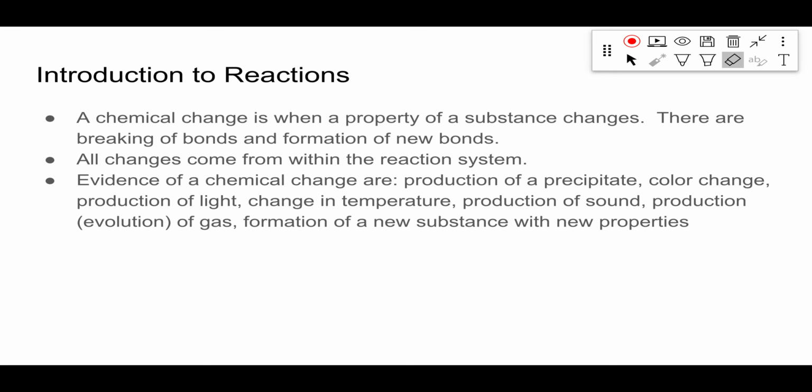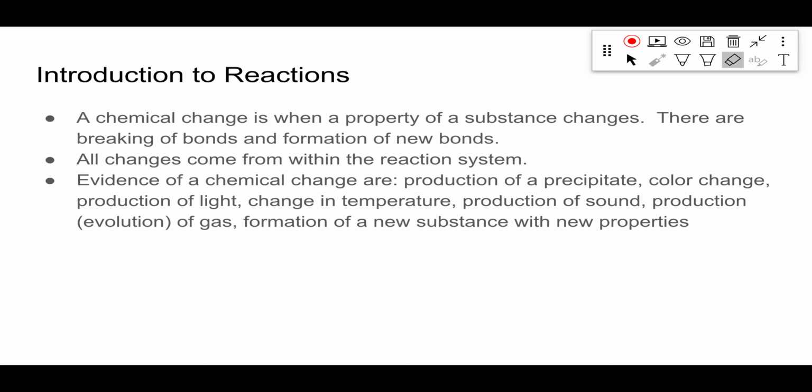Change in temperature. This is getting us into endothermic, exothermic. As the temperature changes, when bonds break and form, sometimes it's going to require more energy and be endothermic. Sometimes it will release more energy and be exothermic. We know that because the temperature changes. Again, this is within the reaction system.